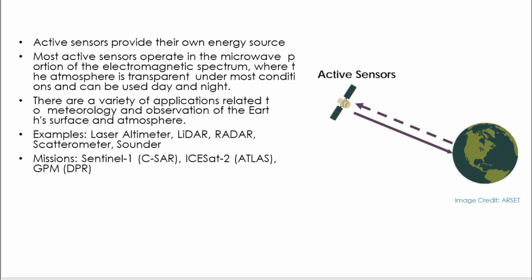Active microwave sensors can also be applied to fire prediction. Unlike passive microwave sensors, active microwave sensors apply their own energy source. They send a pulse to the target and read the returning intensity from the target. Most active sensors operate in the microwave portion, where the atmosphere is usually transparent, so we can get the signal during day and night, which is quite different from infrared sensors. That's a technical merit.